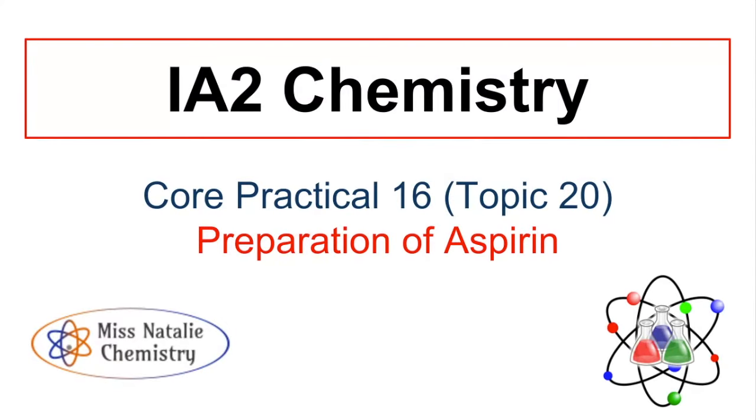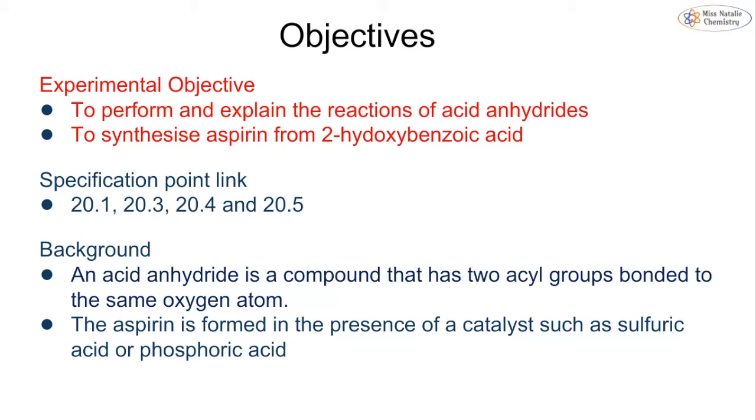And now let's move on to the last core practical, which is the preparation of aspirin, which is in topic 20, organic synthesis. So we want to be able to perform and explain the reactions of acid anhydrides and how we synthesize aspirin from 2-hydroxybenzoic acid. So an acid anhydride is a compound that has 2 acyl groups bonded to the same oxygen atom. And I'll show you an example of what the structure looks like in just a few minutes.